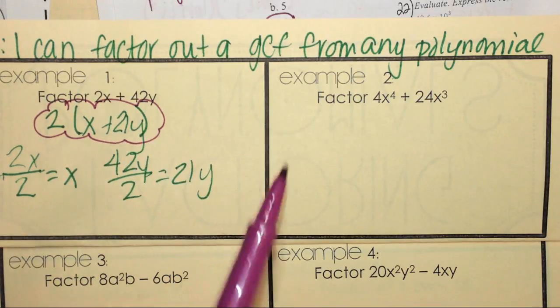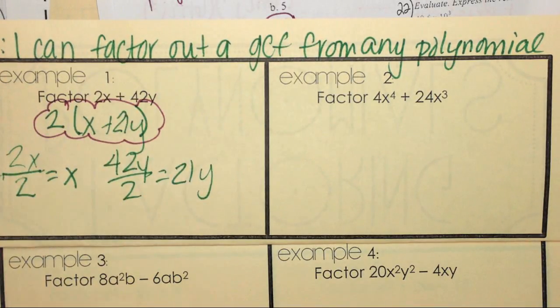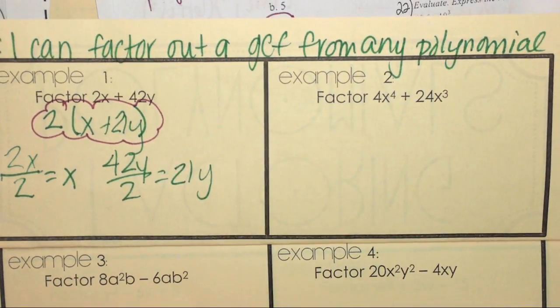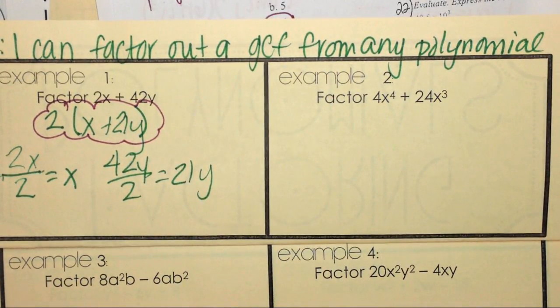So all you had to do on this one was find the biggest number that divides into both terms. So GCF means the biggest number that divides into any of your terms or all of your terms. Now, did they have a variable in common? Are x and y the same thing? No. So you didn't have to divide out any variables. But let's look at example 2.